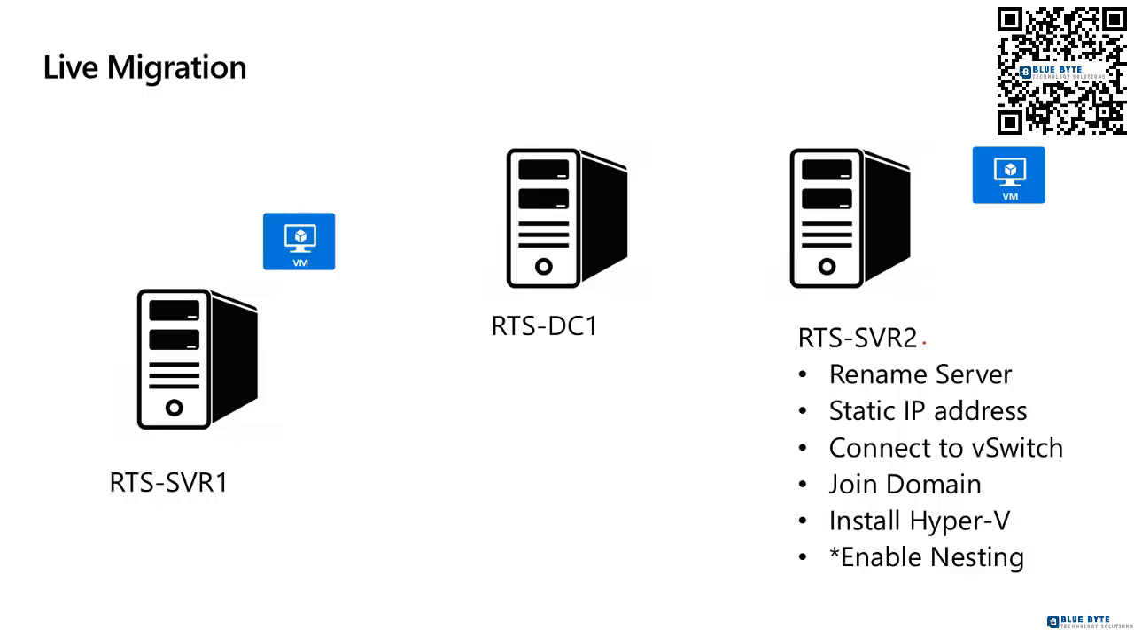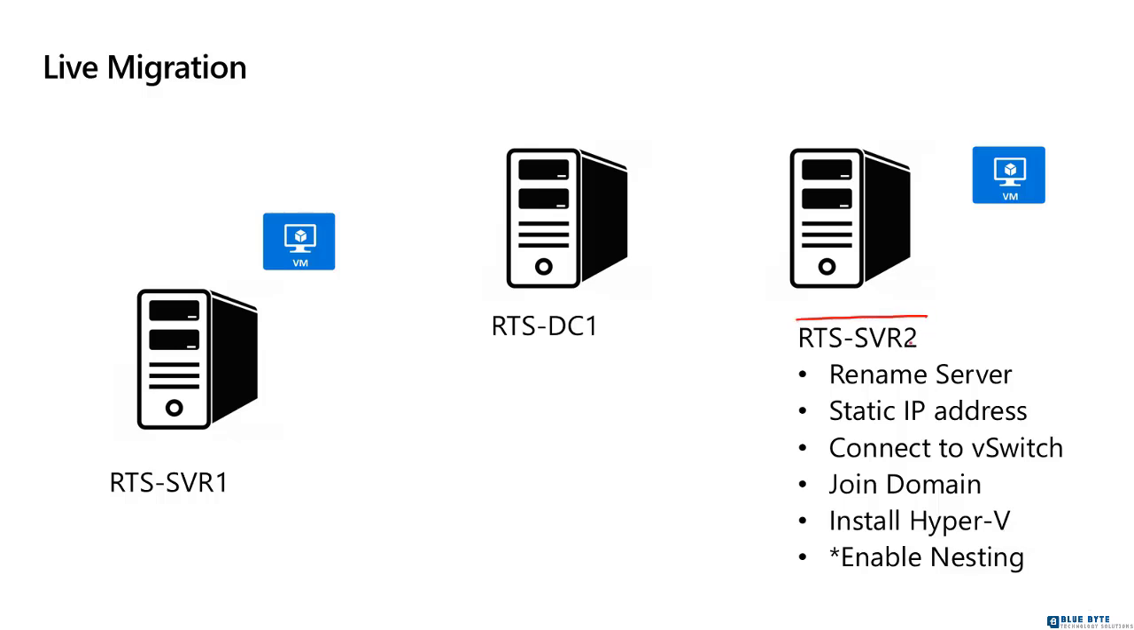I'm going to go to the virtual machine RTS Serve 2, which we created in an earlier lesson. I'm going to rename the computer to be RTS Serve 2. I'm going to set a static IP address. I'm going to connect it to the virtual switch named vSwitch. That is the switch that RTS Serve 1 and RTS DC1 are using.